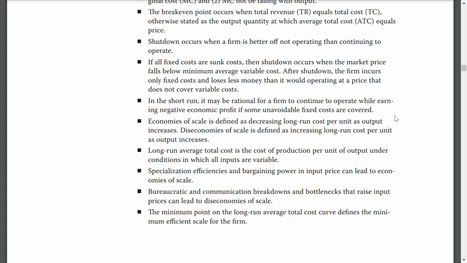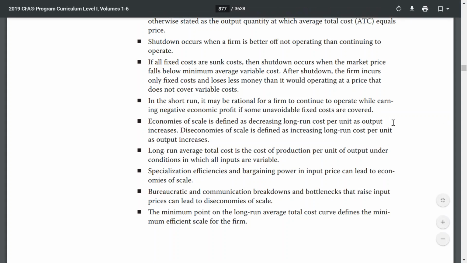In the short run, it may be rational for a firm to continue to operate while earning negative economic profit, or losing money, in other words, if some avoidable fixed costs are covered. Economies of scale is defined as decreasing long-run cost per unit as output increases. Diseconomies of scale is defined as increasing long-run cost per unit as output increases.